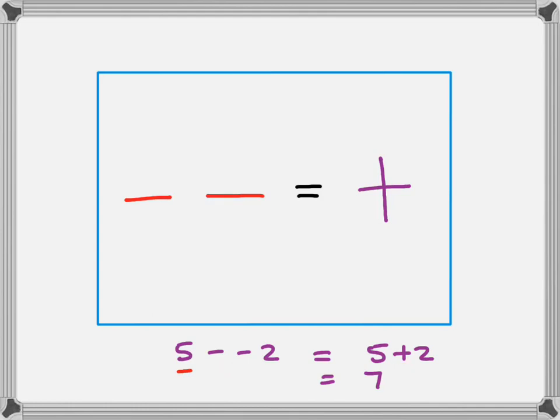Let's scribble another one down before we move on to the next screen. I'm going to write it at the top here. Let us say 3 minus minus 3. What does that become? It becomes 3 plus 3. And we know 3 plus 3 is equal to 6.